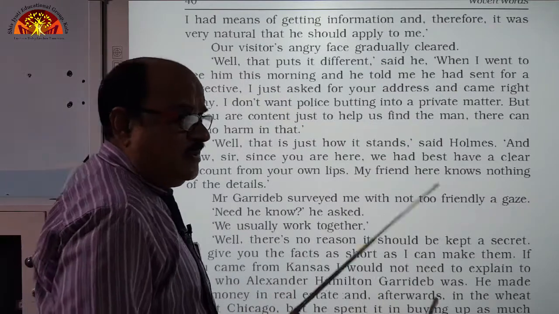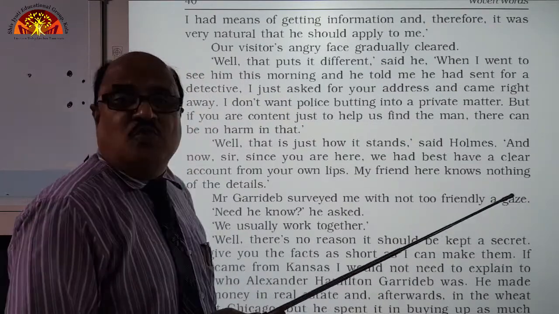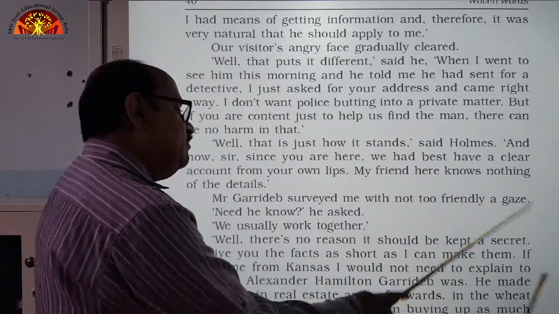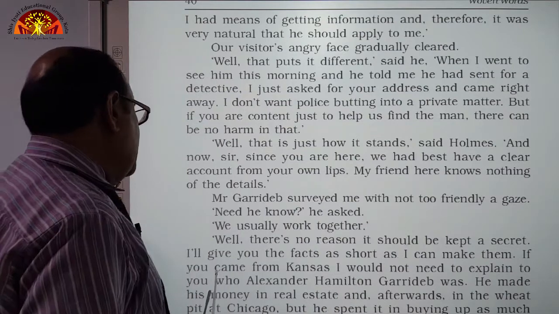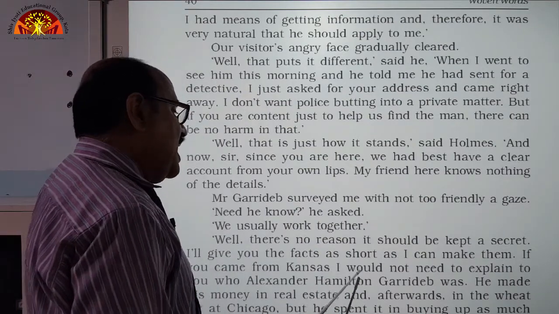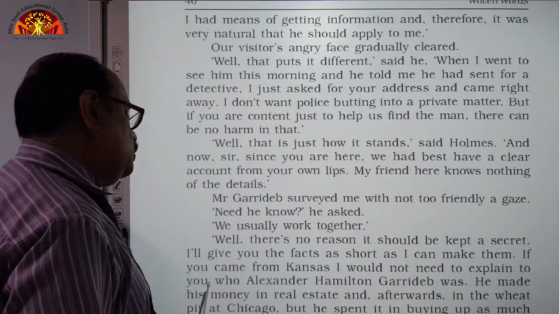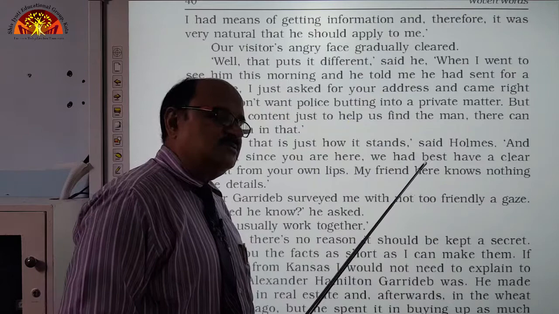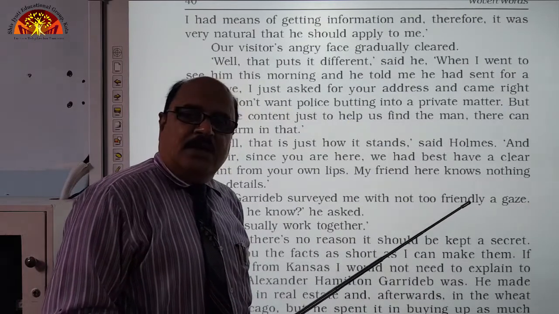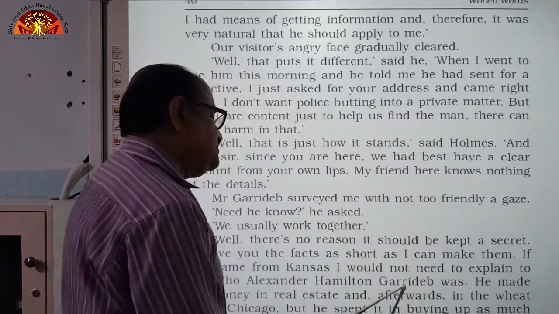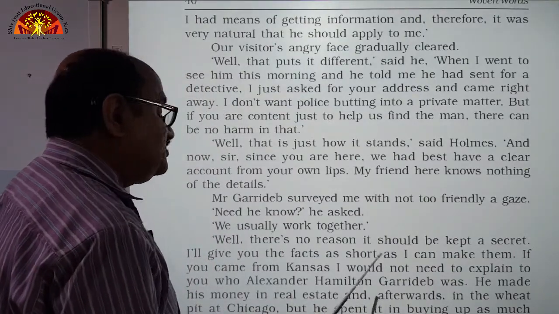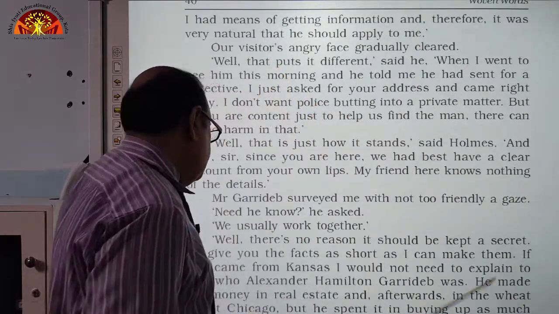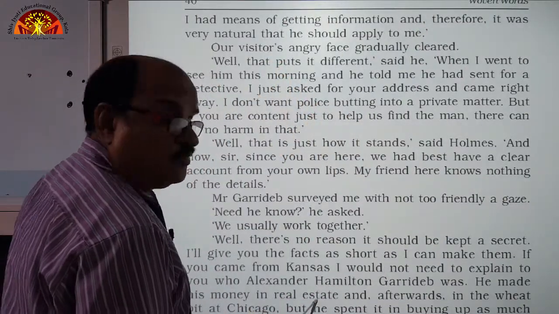Then I don't think I should keep it as a secret, because as you are saying, you both share everything together, right? I will give you the facts as short as I can make them. If you came from Kansas, I would not need to explain to you who Alexander Hamilton Gary Depp was. Actually, you are not from Kansas, but had you been from Kansas, you would naturally have come to know who this person was. He made his money in real estate. Actually, he minted money. He earned a lot of money. He made it. Real fortune he made through estates, property, right?